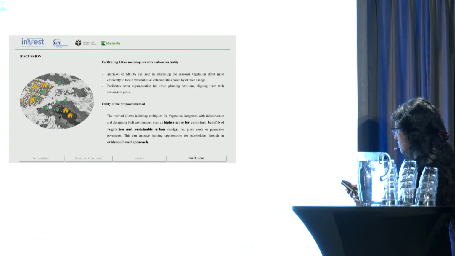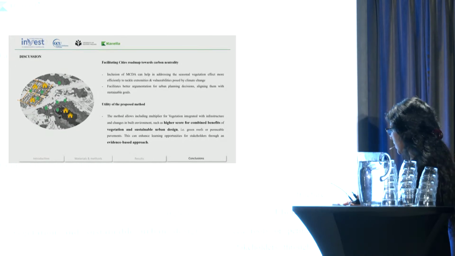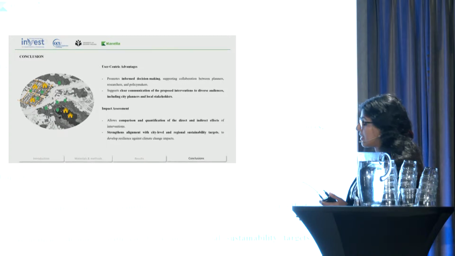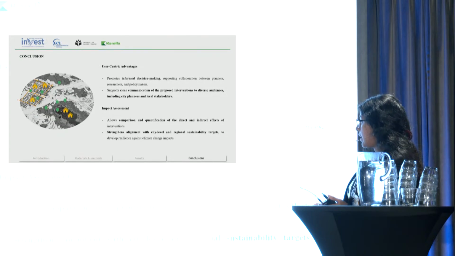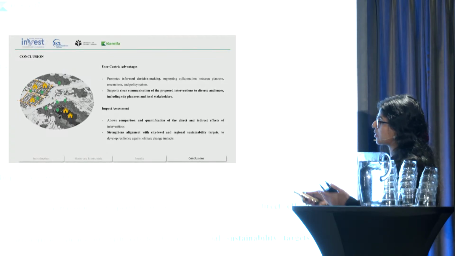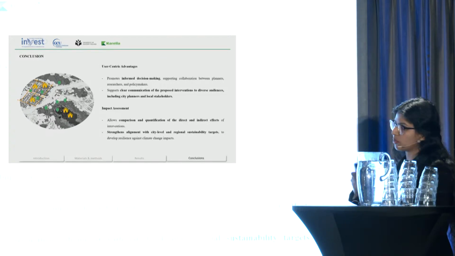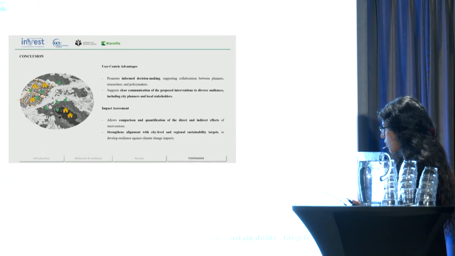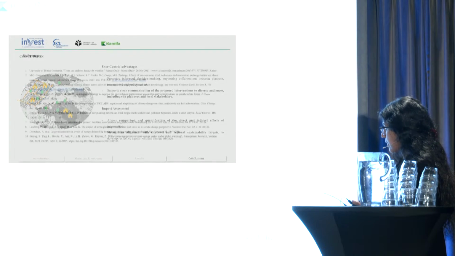The utility of this proposed method is that it allows including a multiplier for vegetation integrated with infrastructure and changes in the built environment. And also user-centric advantages. It helps informed decision-making and supports clear communication of the proposed interventions to diverse audiences, because it's easily translatable into maps to present to the stakeholders. And also it allows us to compare and quantify what kind of direct and indirect effects we are talking about. Yes. Thank you.